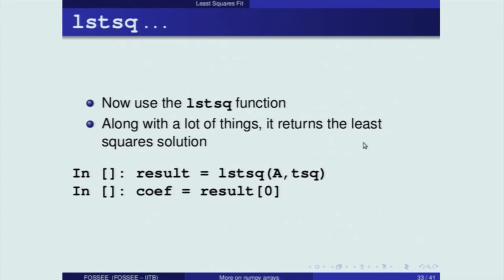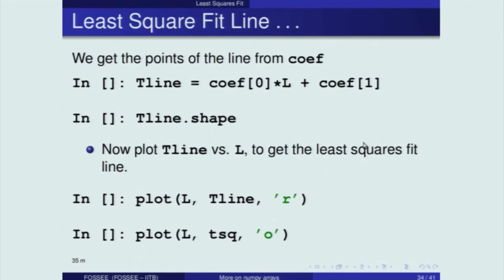So now let us see how we can use these coefficients. The first thing we want to do is calculate that line. So how do you find the line? Well, we have all the L values. So we just calculate the T values, that is the T squared values, as coefficient 0 into L, which is M into L, plus constant, because L is linearly increasing. So let us try this.